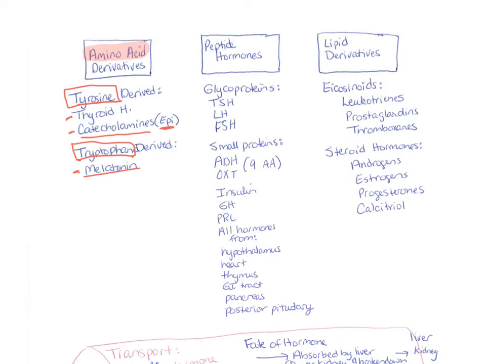The second group of hormones that we have are called peptide hormones. If you remember, peptides are chains of amino acids. So peptide hormones are going to be bigger. We have glycoproteins, and then we have some smaller proteins. Some examples of glycoproteins are thyroid-stimulating hormone, luteinizing hormone, and follicle-stimulating hormone. All of these hormones come from the anterior lobe of the pituitary.